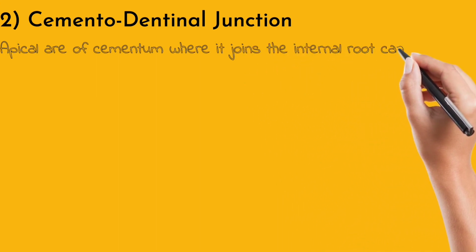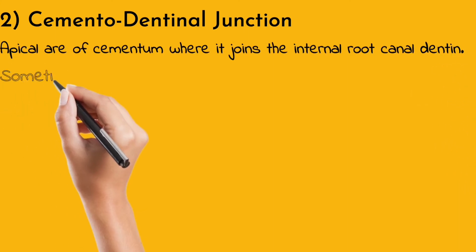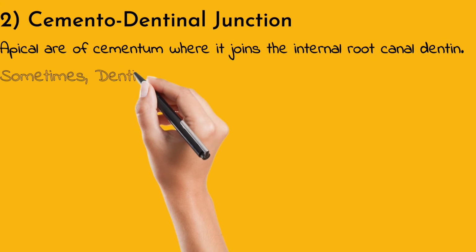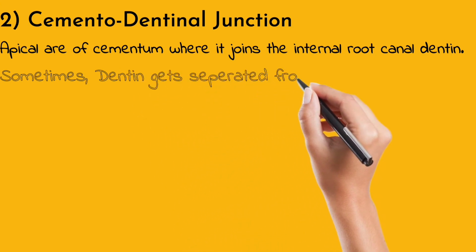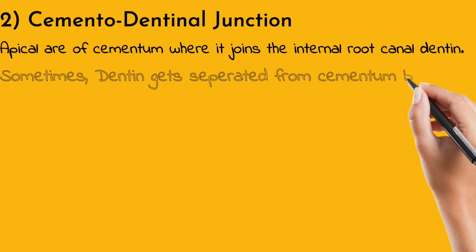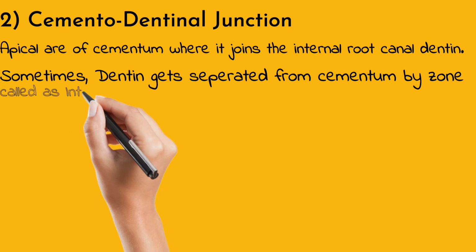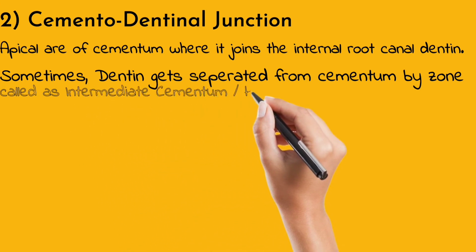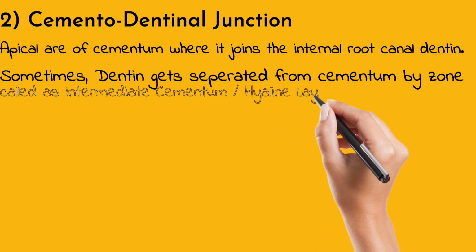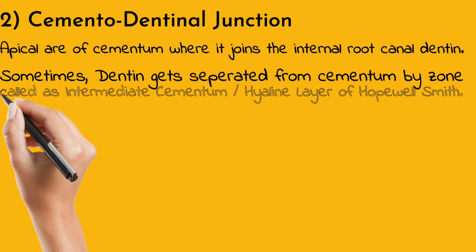Sometimes the dentine gets separated from the cementum, and this zone is called the intermediate cementum or the hyaline layer of Hopewell-Smith. This question is very important for the viva. What is the hyaline layer of Hopewell-Smith? It is the dentin which gets separated from the cementum and forms a zone which is called the intermediate cementum or the hyaline layer of Hopewell-Smith.